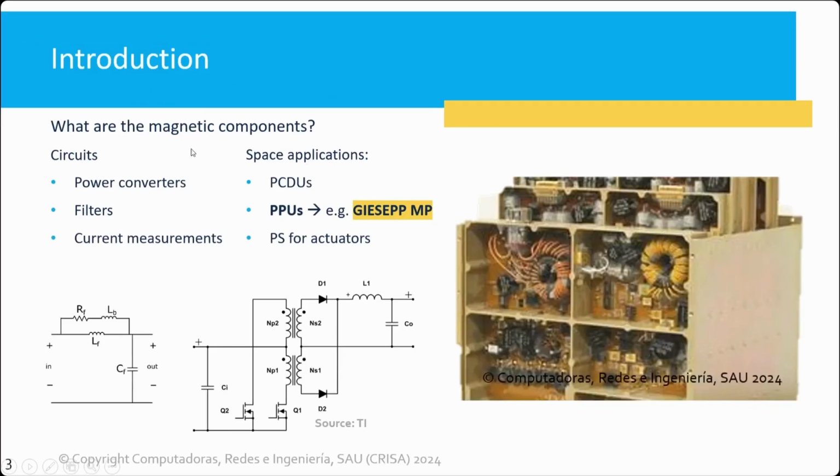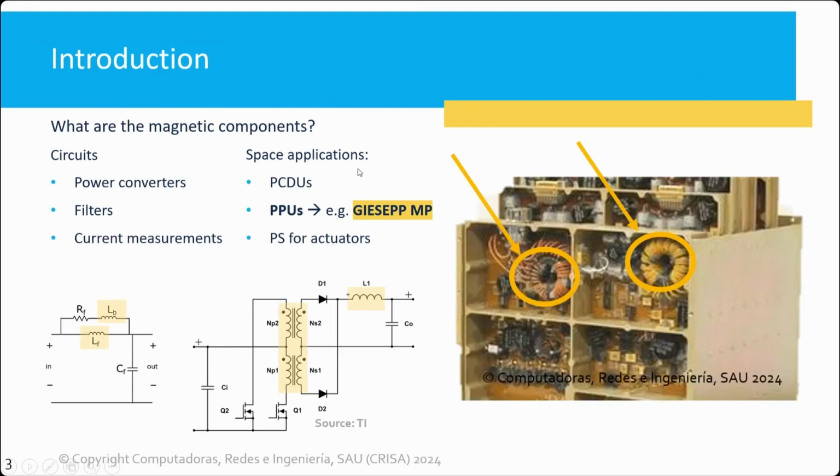So first of all, what are the magnetic components? Basically, they are components that store and transfer energy, and they can be found in many different circuits like power converters, filters, and current transformers for current measurement. They can be seen here in these schematics.